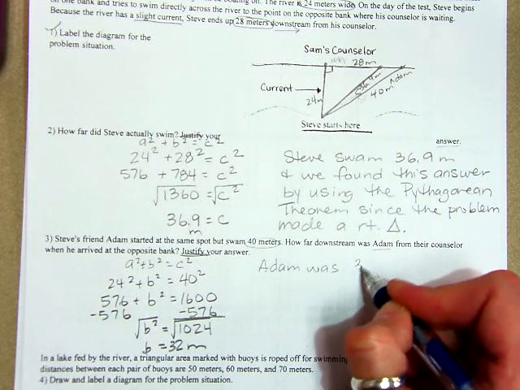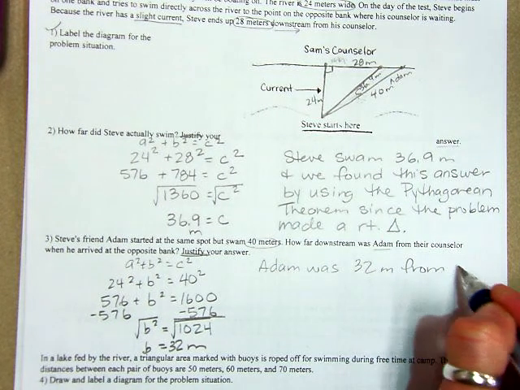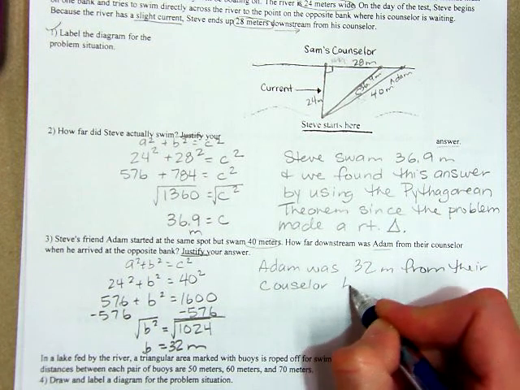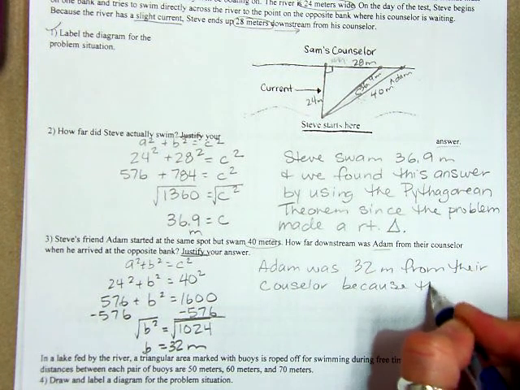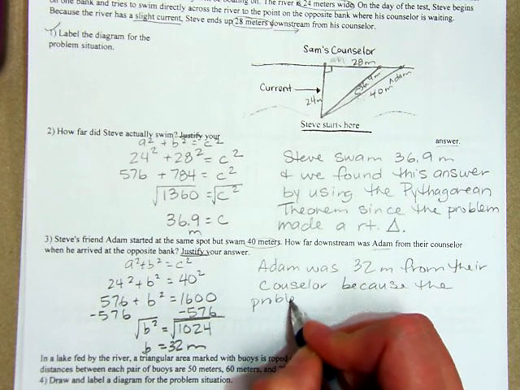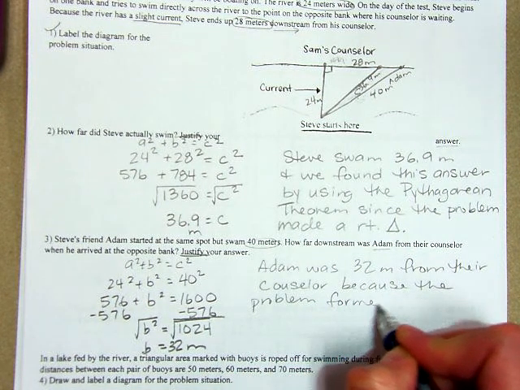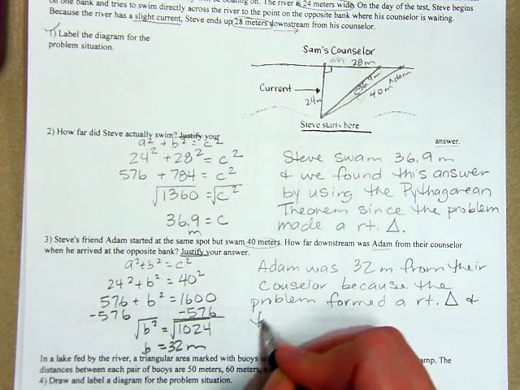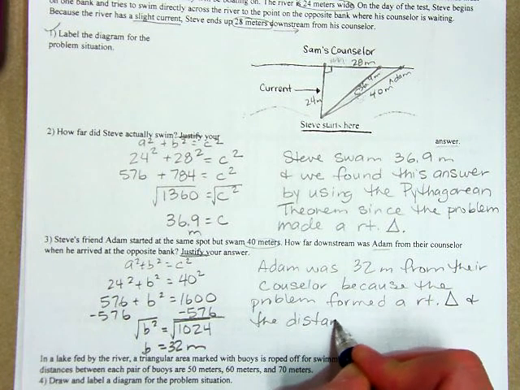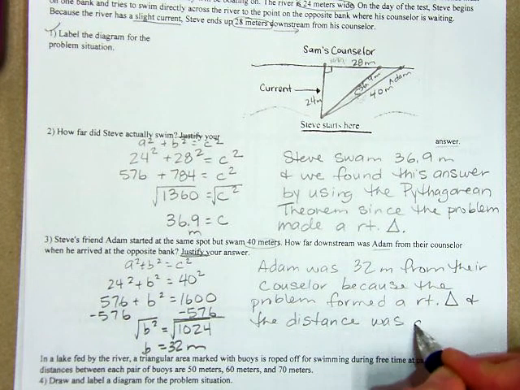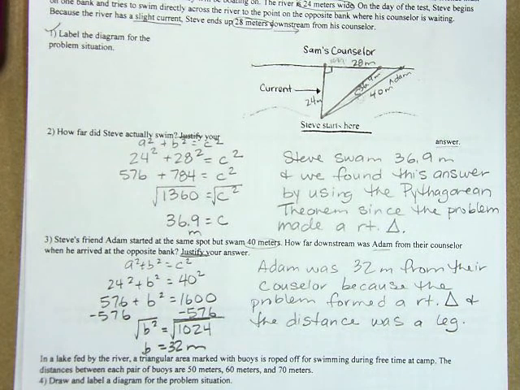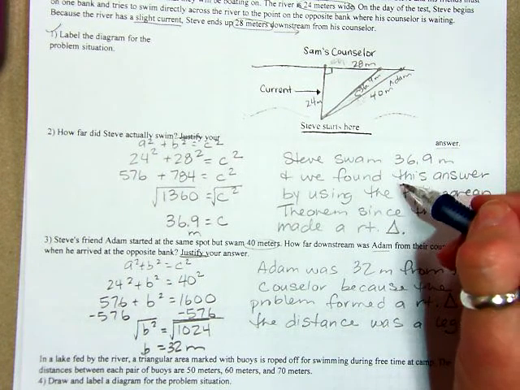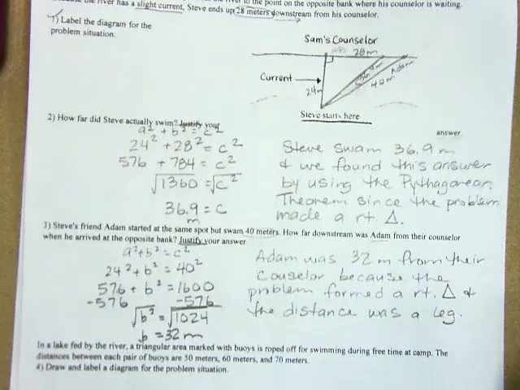So justify my answer again. Adam was 32 meters from their counselor because the problem formed a right triangle and the distance was a leg. Right? Up here for number 2 we could have even said that the distance was the hypotenuse of the right triangle. We could have added that to be very complete.